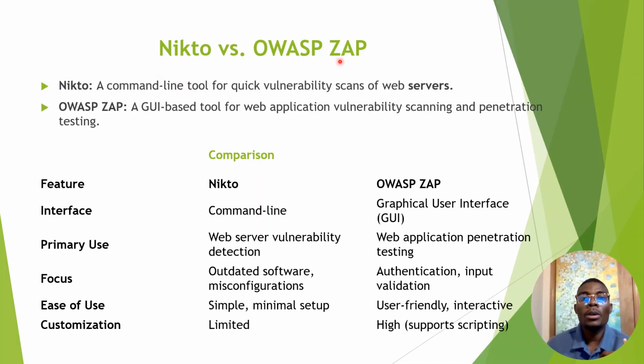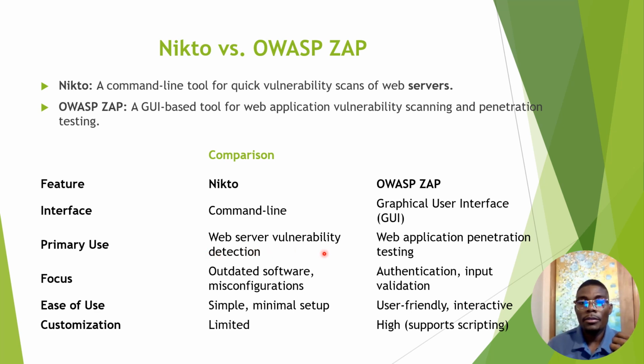So, Nikto versus ZAP. Nikto is a command line tool for quick vulnerability scanning of a web service or web server. And then ZAP is a GUI, which is a very nice presentation, with a lot of graphics, different pictures, and all of that. So, comparison: we look at the interface, the primary use, the focus, ease of use, and the customization. For Nikto it is command line. ZAP is a graphical user interface, right?